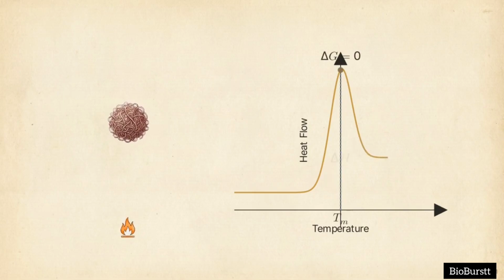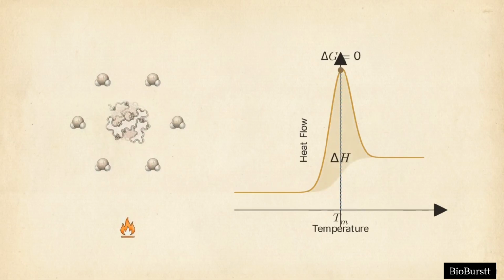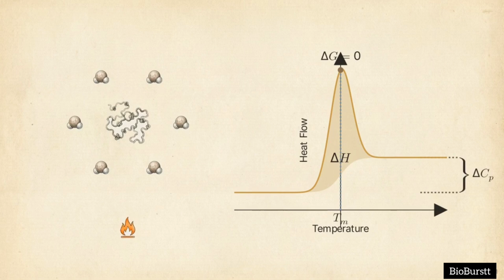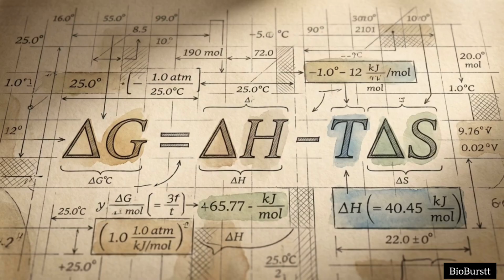The total area beneath the curve calculates the enthalpy of unfolding, or delta H. Unfolding alters the molecule's interaction with the surrounding buffer. The vertical gap between the pre-melt baseline and the post-melt baseline reveals the change in heat capacity, or delta Cp. With direct measurements for melting temperature, enthalpy, and heat capacity, researchers can mathematically derive the exact Gibbs free energy for the molecule at any specified alternative temperature.